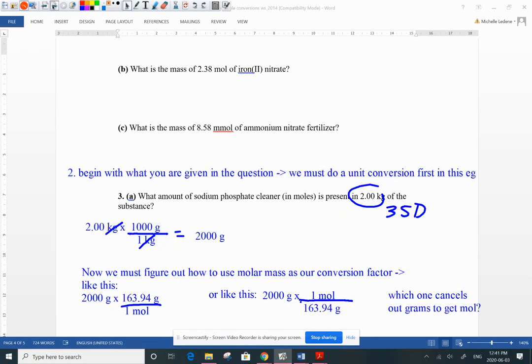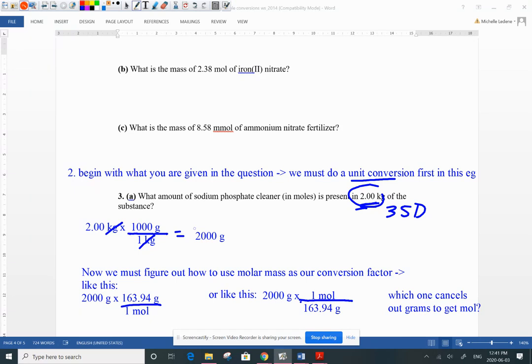Once you have that done, then let's look at what we've been given in the question. And so they have given us a 3 sig dig value, a mass of 2.00 kilograms. So since it's in kilograms, our first step is to do a unit conversion. Kilograms, and I'm going to put kilograms on the bottom to cancel it out. There's 1,000 grams in every 1 kilogram. 2.00 times 1,000 is 2,000 grams.